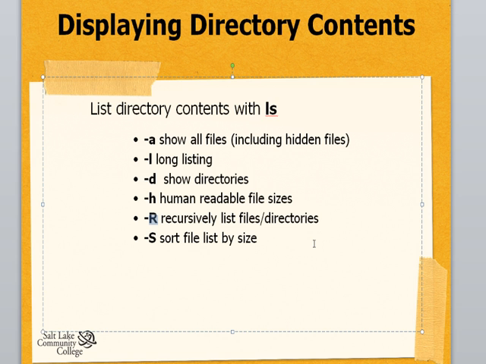Capital R is for listing directories recursively. And capital S is for sorting the files by size. Remember, Linux is a case-sensitive operating system, so it's important that you use the correct case when using arguments.